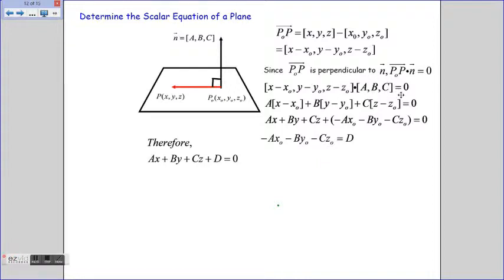Our dot product is equal to 0. Let's work out our dot product, and we're just doing this generically here. Working this out and simplifying, what we get is the scalar equation. Let's see how this is useful.